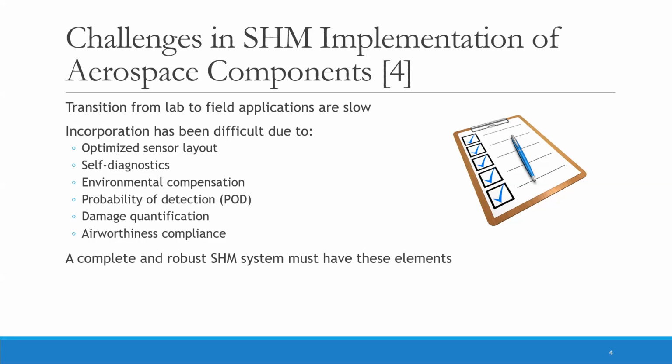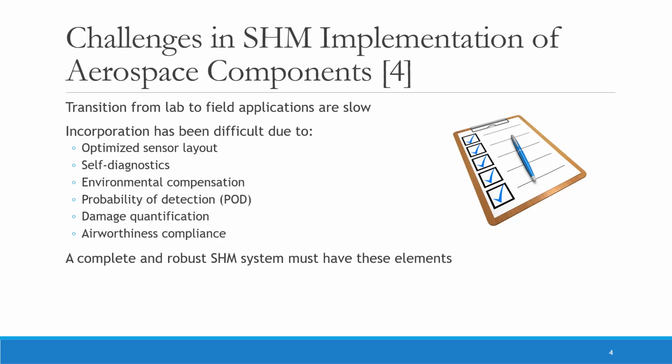First, years of experience and expertise are required to know where and how to install sensors for optimal damage detection for all new applications. Second, many SHM systems are not built with self-diagnostic capabilities, which can be difficult when trying to distinguish between actual structural damage and sensor damage. As aircraft tend to operate in extreme environmental conditions, most SHM systems are very sensitive to environmental changes and are unable to effectively compensate to allow for practical use.